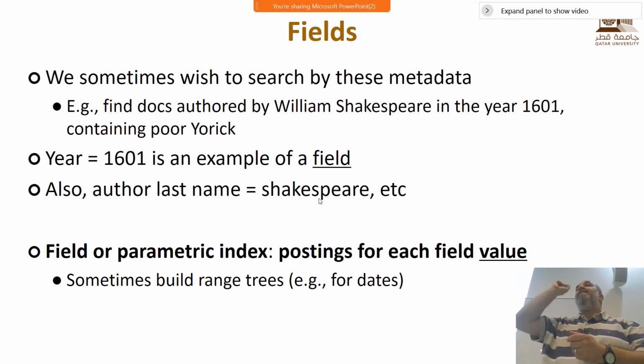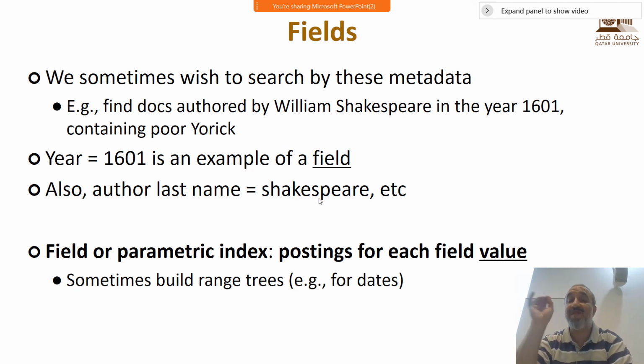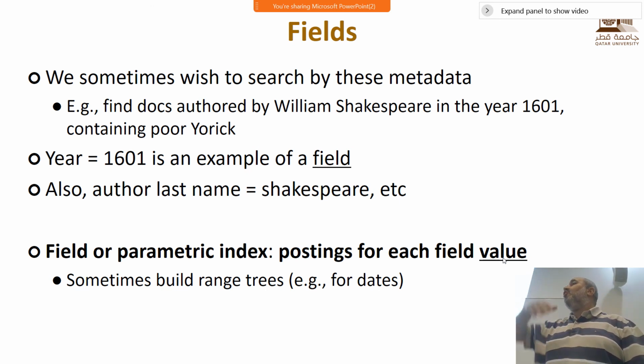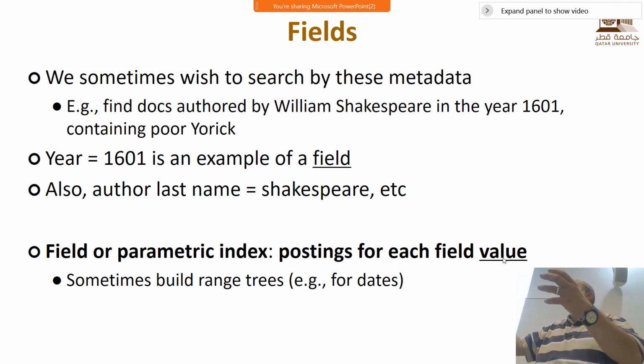Okay? So for fields, we have a term for each field value. We have an entry in the dictionary for each value, so that we have postings for each field value. Let's say that the year of publication is a field, right? Because it has the years. Over the entire collection of documents, we have a specific set of years. There will be a posting list for each year.